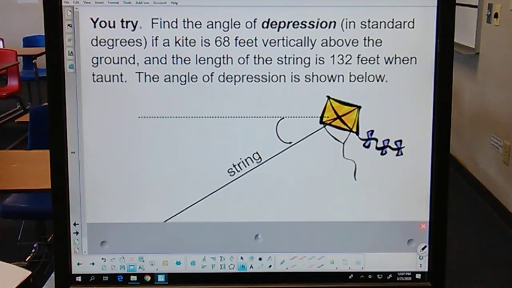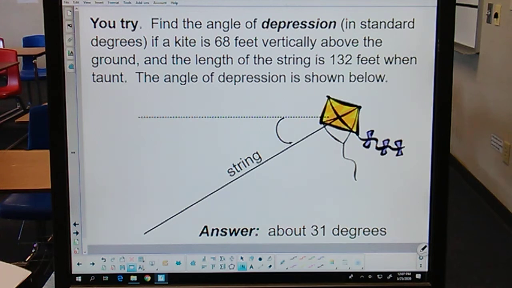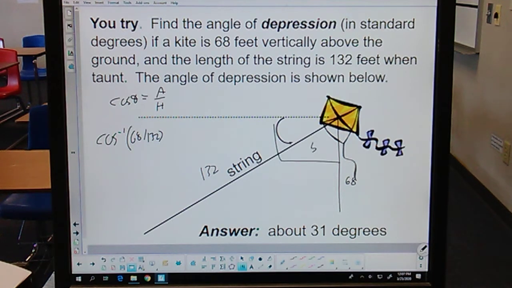Okay, I'm not going to work it out for you, but you should have got about 31 degrees. A couple of ways you could have done it. You could have said, since this side was 68 and this side was 132, find the inverse cosine of 68 over 132, because cosine, remember, is adjacent over hypotenuse. And then subtract all that from 90. The whole thing's 90. So I think this came out to be 59 approximately. And then this would be 31 degrees.